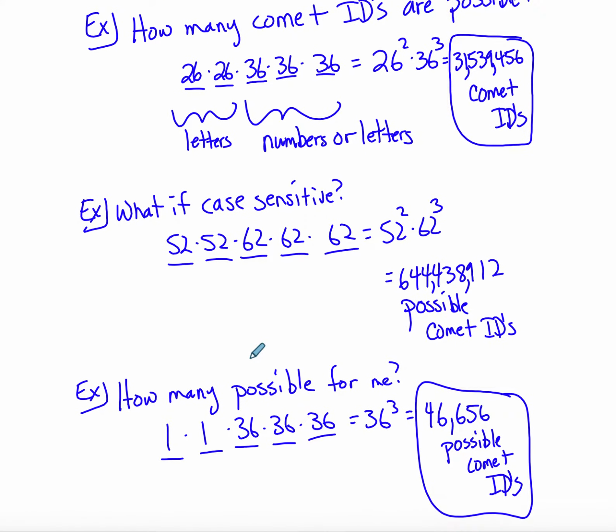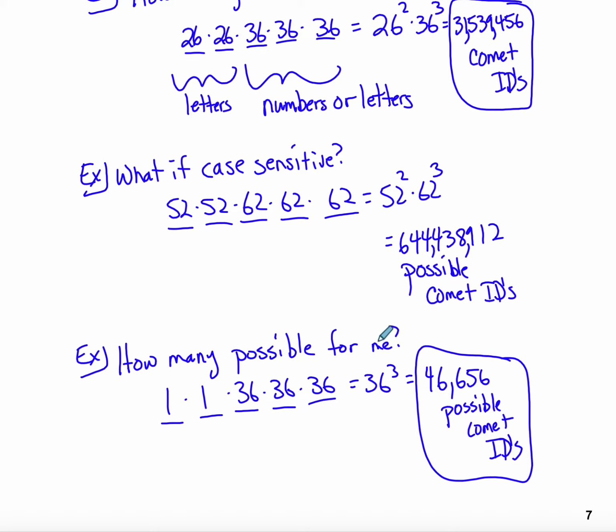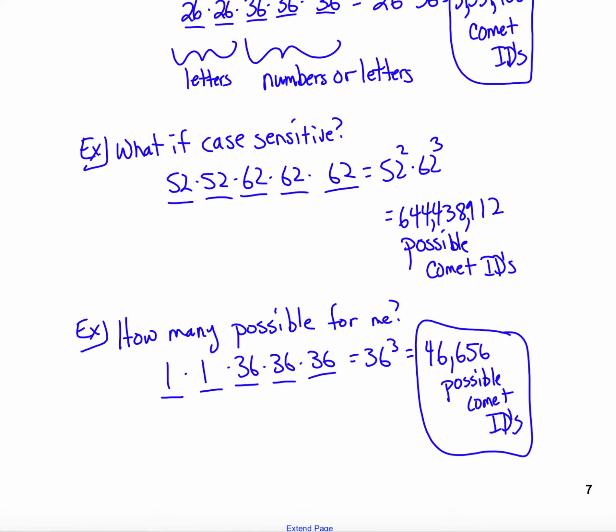And then how many are possible for each individual? Well, usually we use your first initial, and usually we use your last initial. So usually you'll have 1 choice here and 1 choice here, but then these 3 can be any combination of numbers or letters. So it's 36, 36, and 36 for these, and 1 times 1. So that's how many different ways.